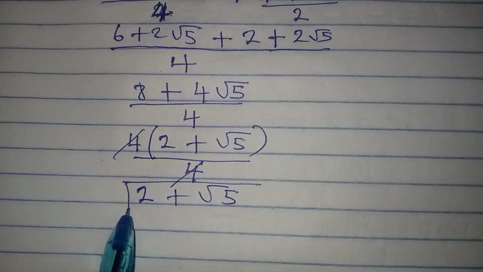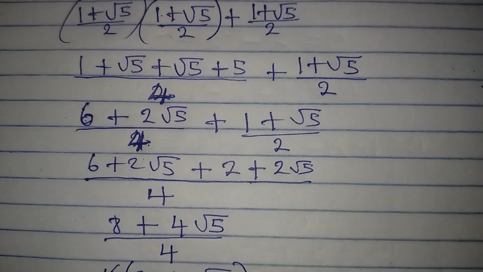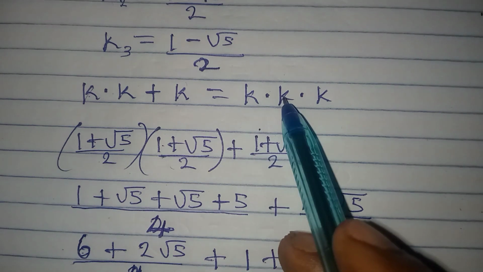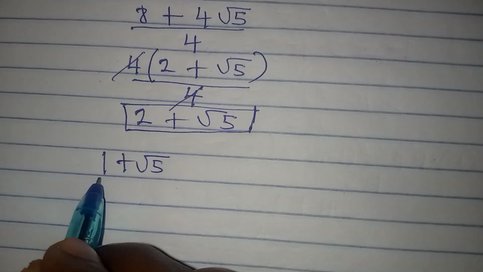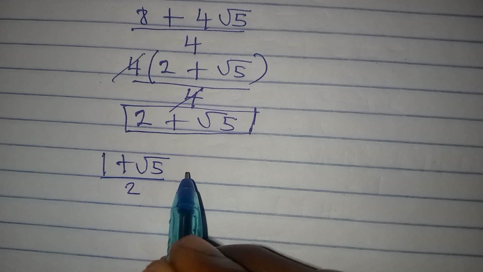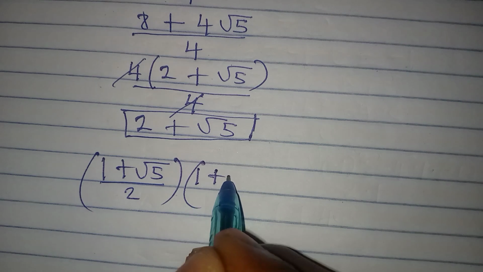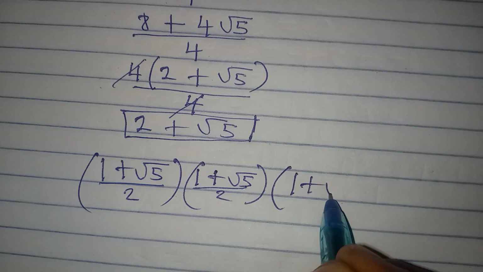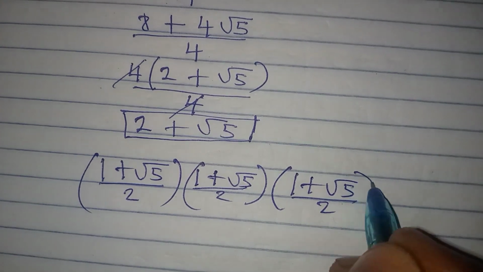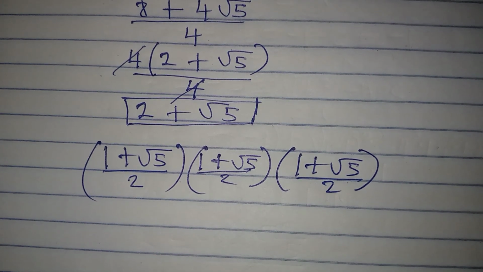Now, this is what you have on the left-hand side. Now, what do we have on the right-hand side? Let's check it out. We have k times k times k. Okay, so that means on the right-hand side, I'm going to have 1 plus square root of 5 over 2, right? And then multiply by 1 plus square root of 5 over 2, then times 1 plus square root of 5 over 2. This is simple, isn't it? But then we are going to deal with 2 first, and then we move to the next.